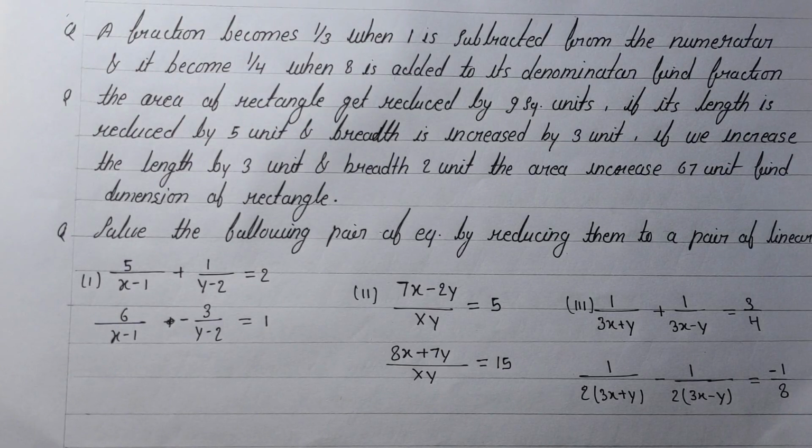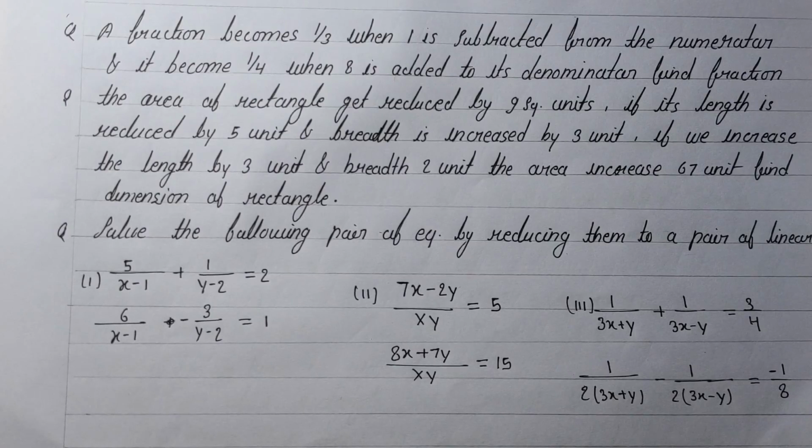Next, solve the following pairs of equations by reducing them to a pair of linear equations. First, 5/(x minus 1) plus 1/(y minus 2) is equal to 2, and 6/(x minus 1) minus 3/(y minus 2) is equal to 1. Second, (7x minus 2y)/xy is equal to 5, and (8x plus 7y)/xy is equal to 15.